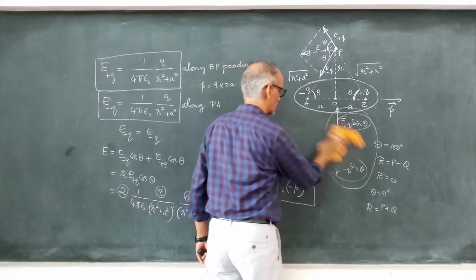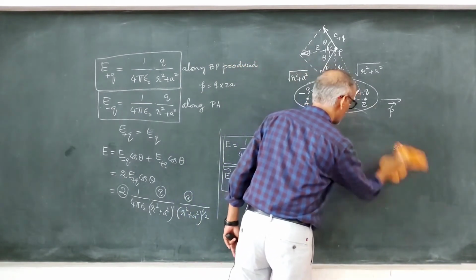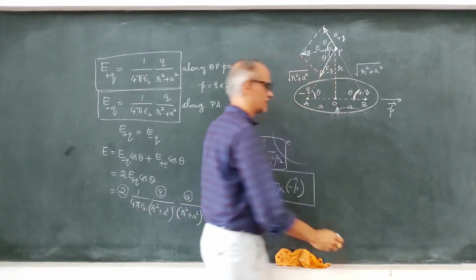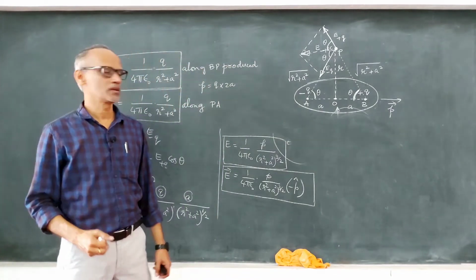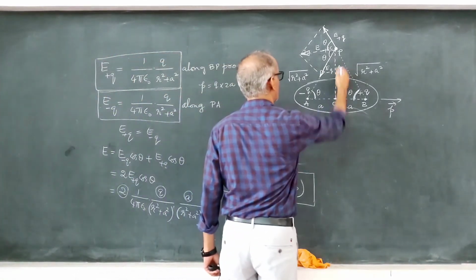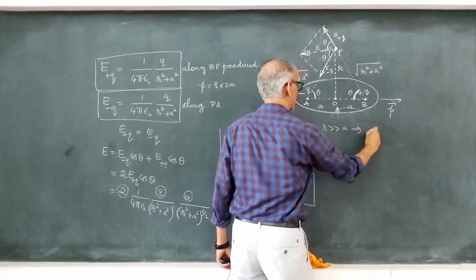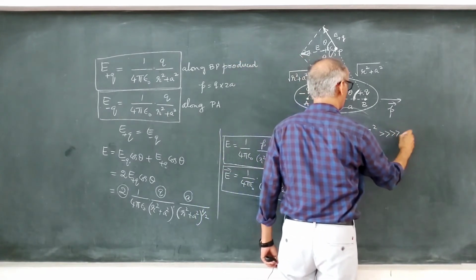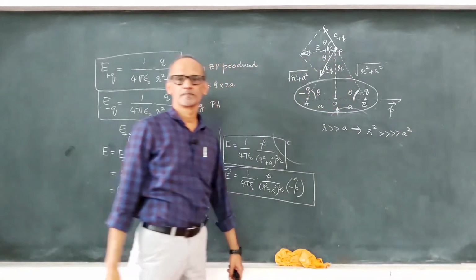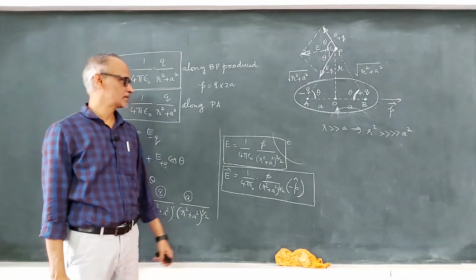If it is a short electric dipole. So when do we say that an electric dipole is short? When this perpendicular distance r is much greater than a. So that implies r square is much greater than a square. Only then we call it a short electric dipole.